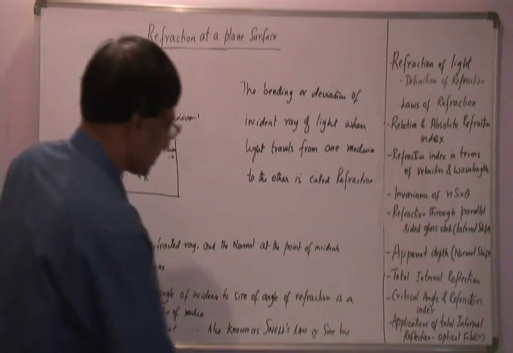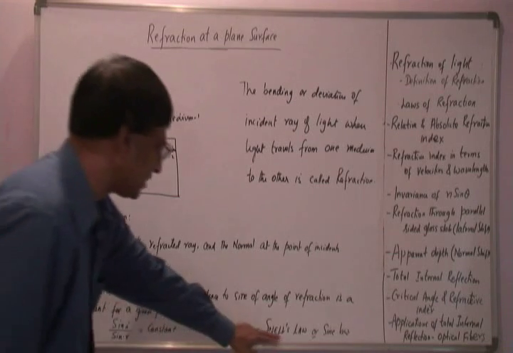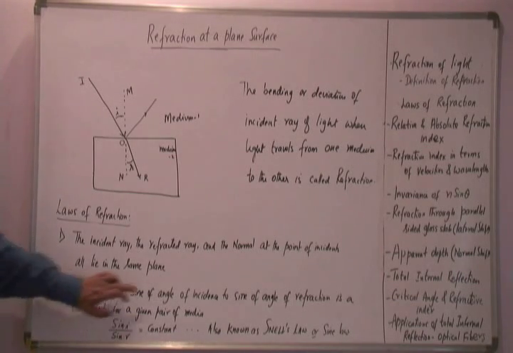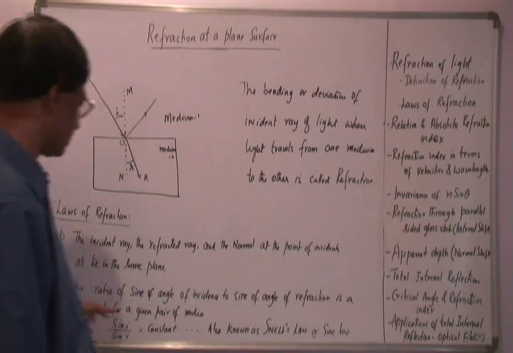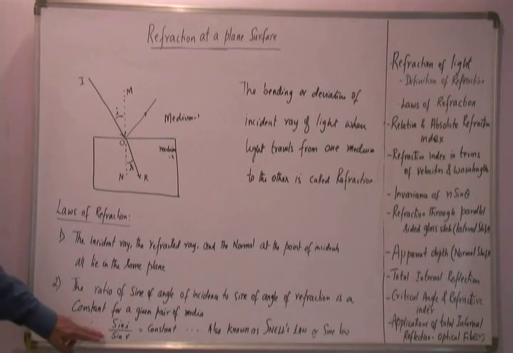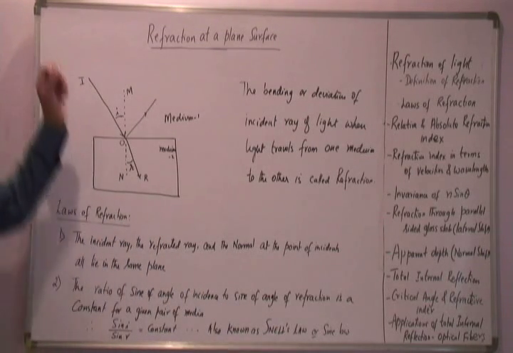This law was enunciated by the scientist by name Snell. So in honor of this scientist, this equation is called Snell's law. That is, the ratio of sine of angle of incidence to sine of angle of refraction is a constant for a given pair of media. Sin I divided by sin r is constant, is also known as Snell's law or sine law.